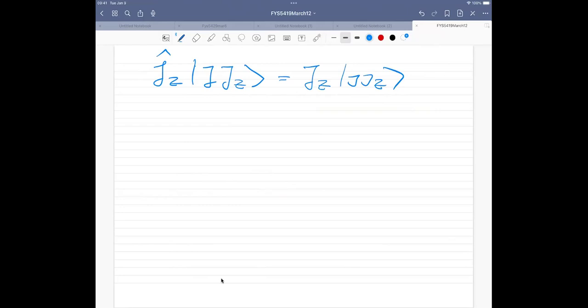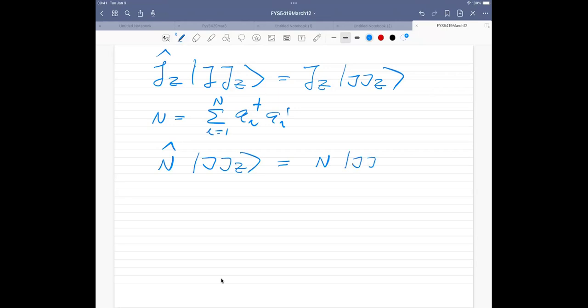If I act with a number operator, which in principle is just the sum over all the states which I have, i equal 1 up to n of a_i, if I act on that one, on the same state of J and Jz here, I get the number of particles, which is, in this specific case, since we have spin half objects, it's 2 times J multiplied with J and Jz.